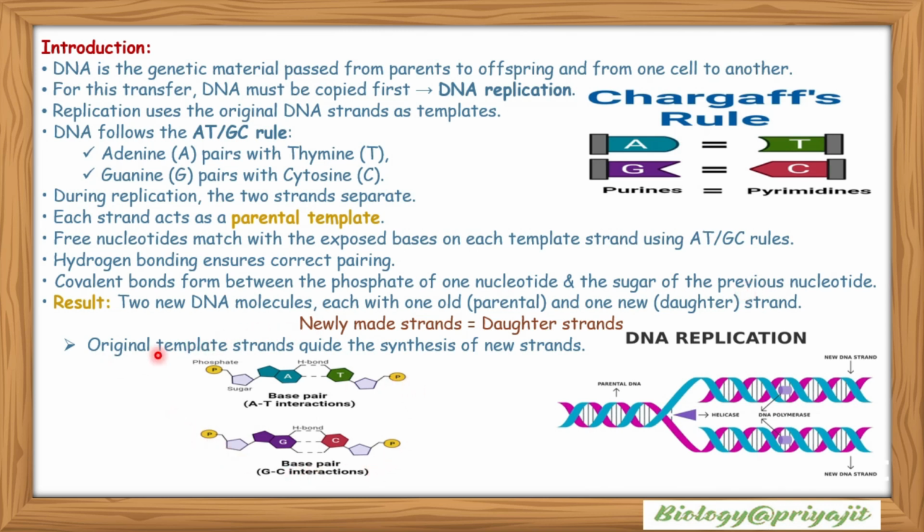So we know that the original template strands guide the synthesis of the new strands. So how does the pairing occur? A purine always base pairs with a pyrimidine, and that is the AT interaction, with two hydrogen bonds, and the GC interaction, where there are three hydrogen bonds. So this is the image showing the basic process of DNA replication. From a parental DNA, two daughter DNA will be produced, and in each daughter DNA, there is one parental strand and one newly synthesized strand.